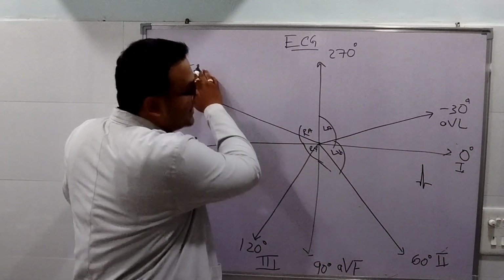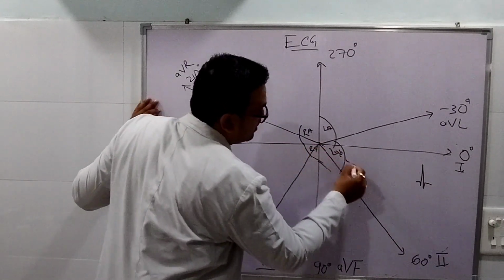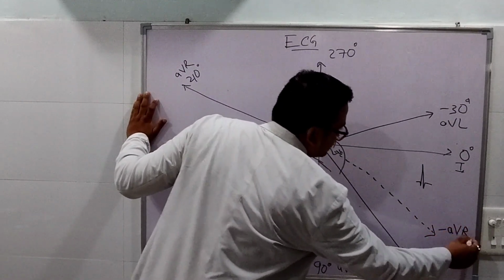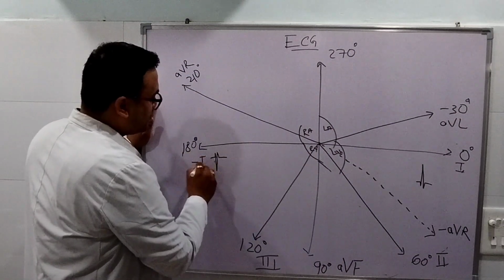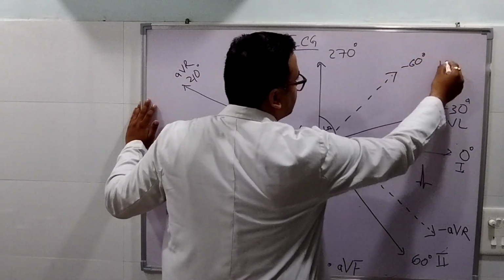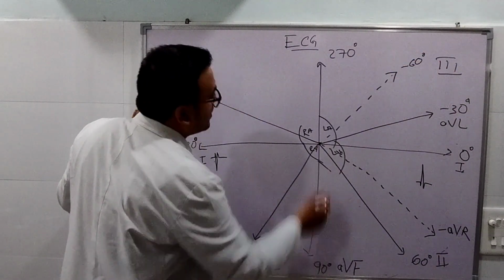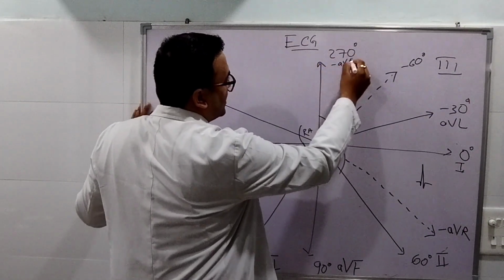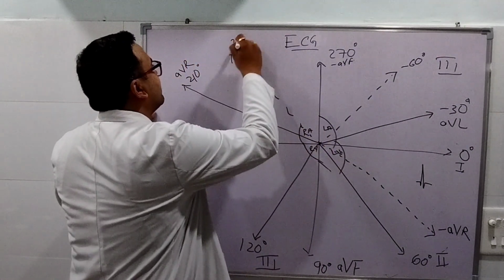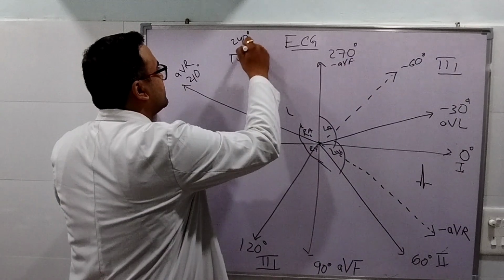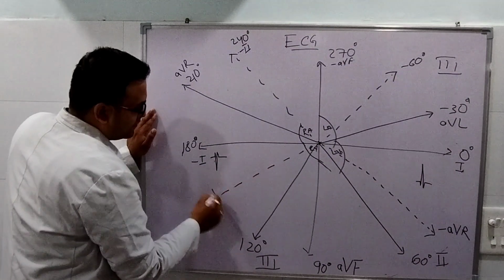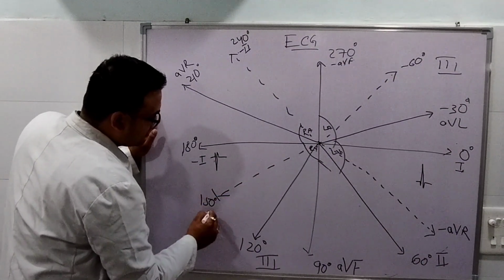Like if we reverse the AVR, this is the reverse of the AVR. This is the reverse of 1. Minus 60 degree is reverse of 3. 270 is reverse of AVF, and 240 degrees is reverse of lead 2. 150 degrees is reverse of AVL.